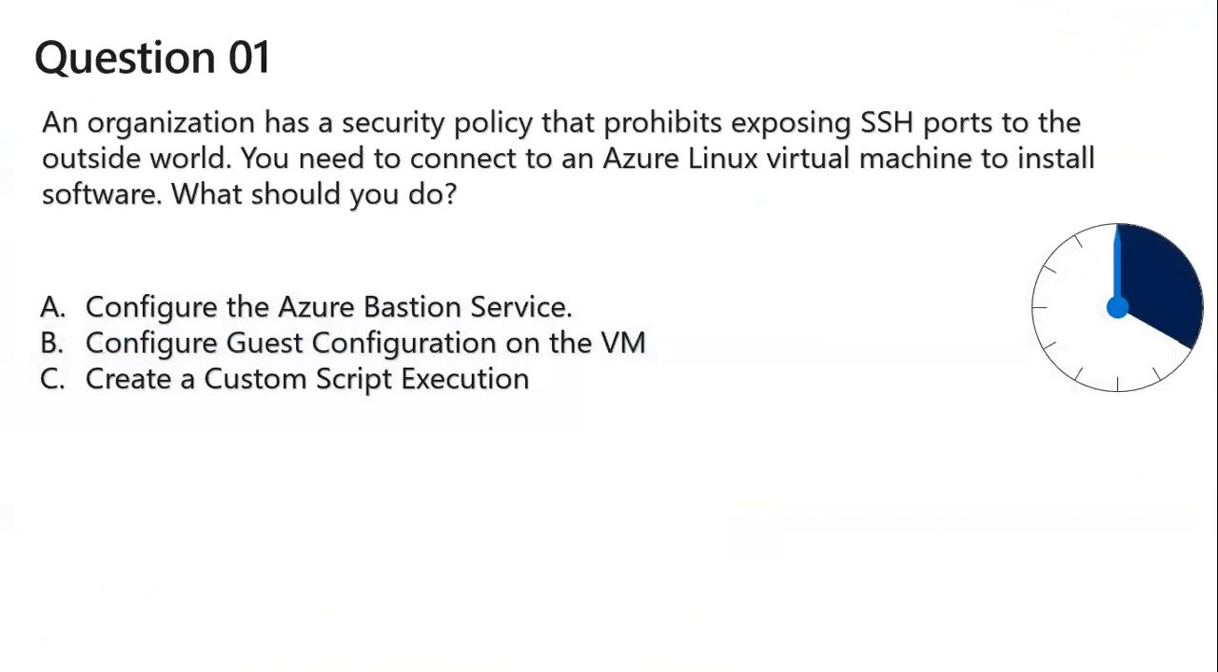Question number 1: An organization has a security policy that prohibits exposing the SSH port to the outside world. You need to connect to an Azure Linux virtual machine to install software. What should you do? You can configure the Azure Bastion service, configure guest configuration on the VM, or create a custom script execution.